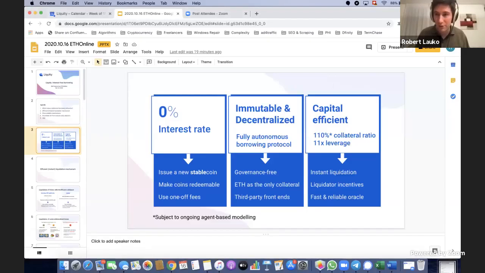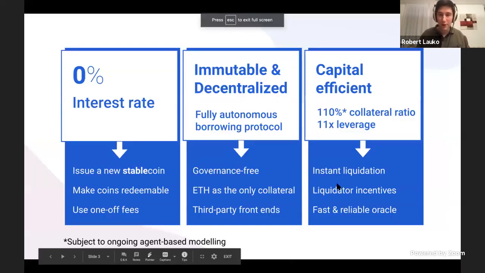Hey, just quickly, if you have slides, you might want to share them, because I don't think we're seeing them. Oh, that's strange. Oh, sorry. I'm really sorry. Can you see them now? Yes, we can. Really sorry.